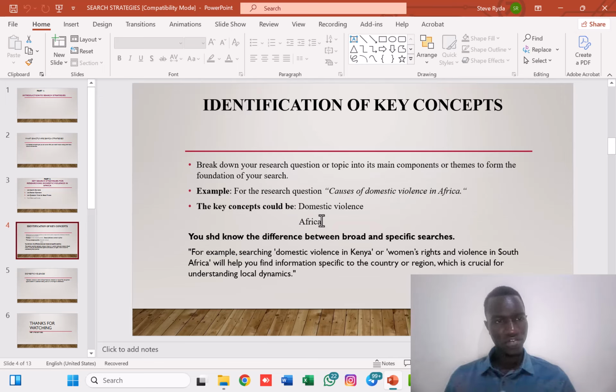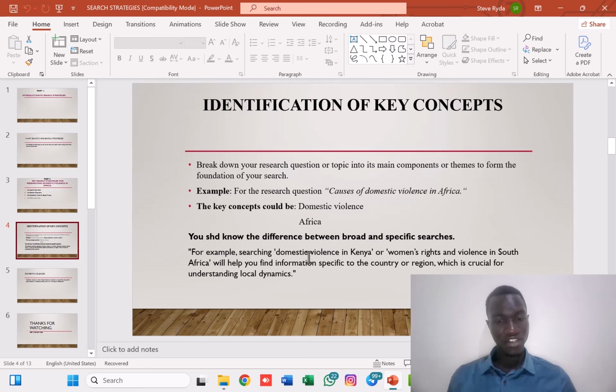We're talking about domestic violence. That's the key concept. Another item here is Africa. You are aware that domestic violence exists. Now, which side, which area, which point in Africa? So now, you should know the difference between broad and specific searches.